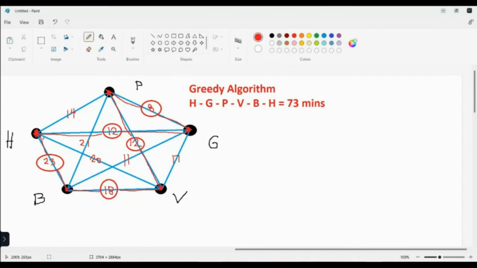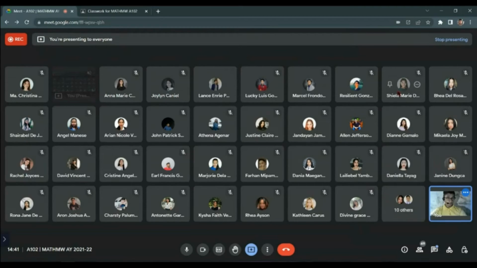Question about the greedy algorithm. Are we clear? Clear po. Clear po.